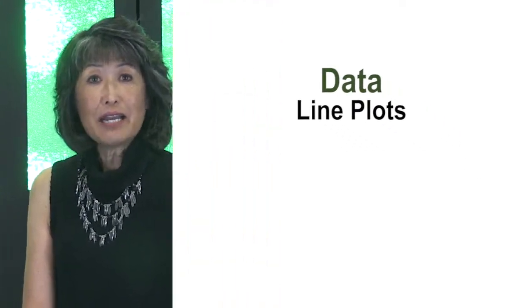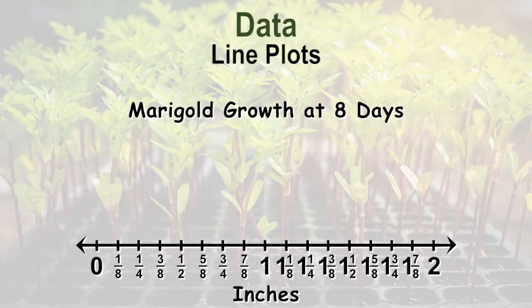Data is the other key piece of this unit. Your child will focus on measurement data and displaying that information on a line plot. A line plot is a type of display that positions data along the appropriate scale, drawn as a number line, which corresponds to the scale of the measurement tool used.